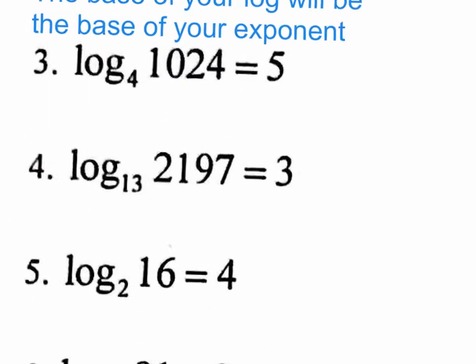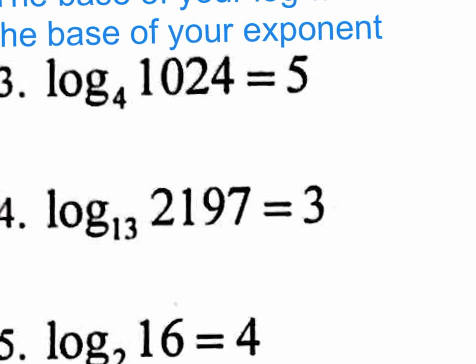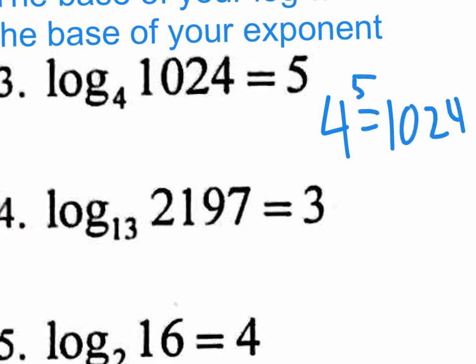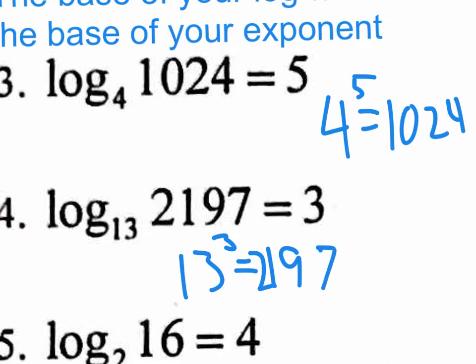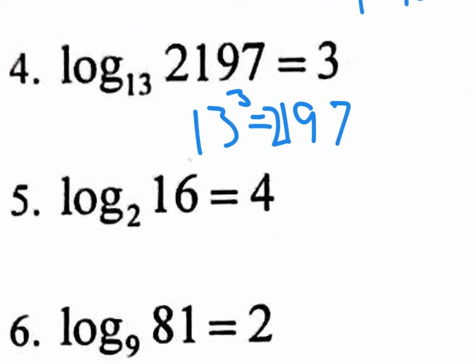Number 3. What would that be? 4 to the power of 5 equals 1,024. That's right. How about the next one? 13 to the third power equals 2,197. Whoops, forgot the 2. 2,197. You see, it's cake. All right, let's move on.